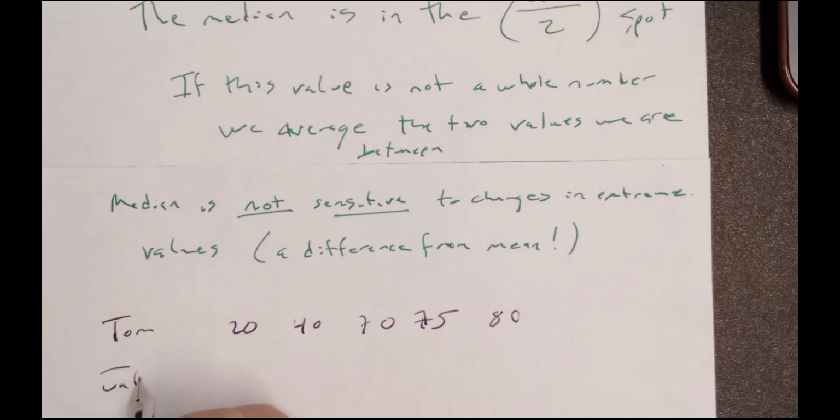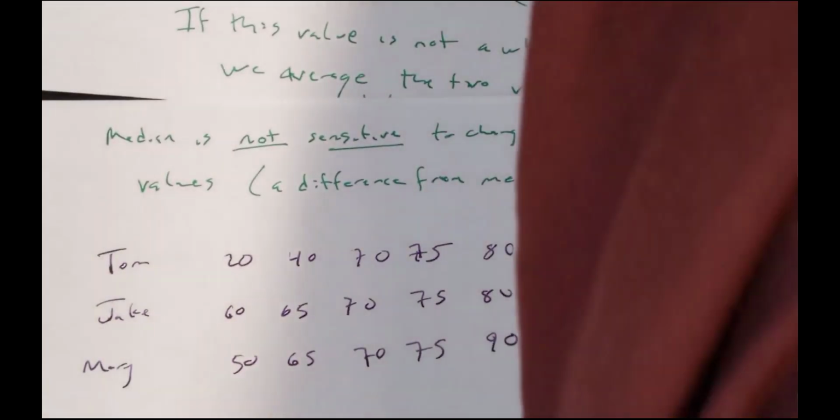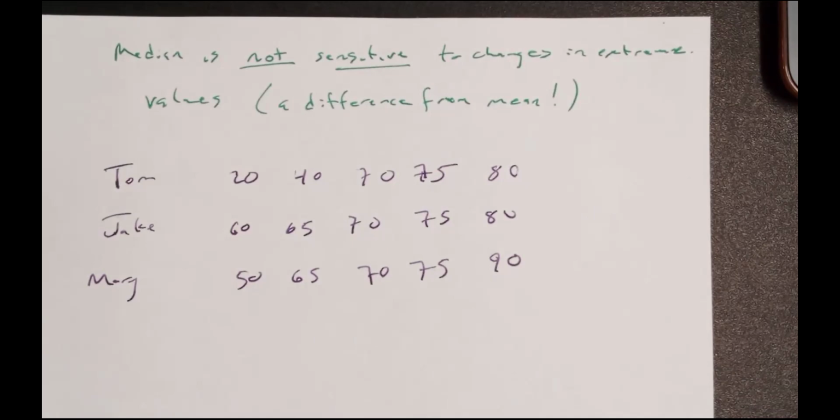Jake, 60, 65, 70, 75, 80. And Mary, 50, 65, 70, 75, 90. What is the median quiz score for my students?